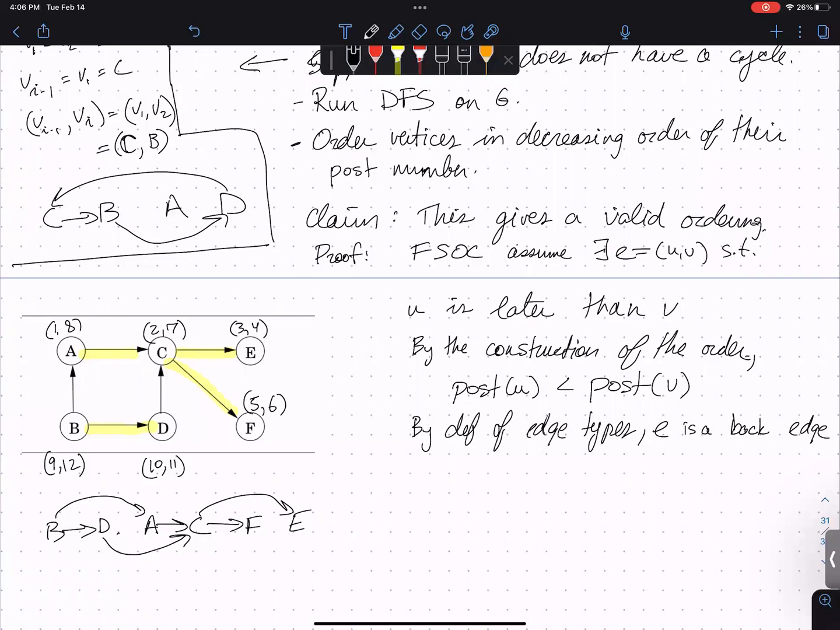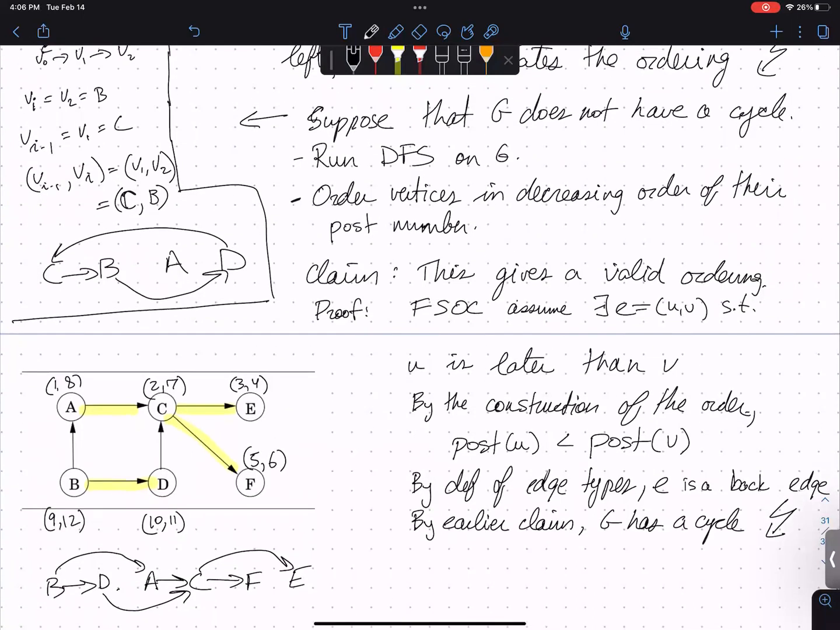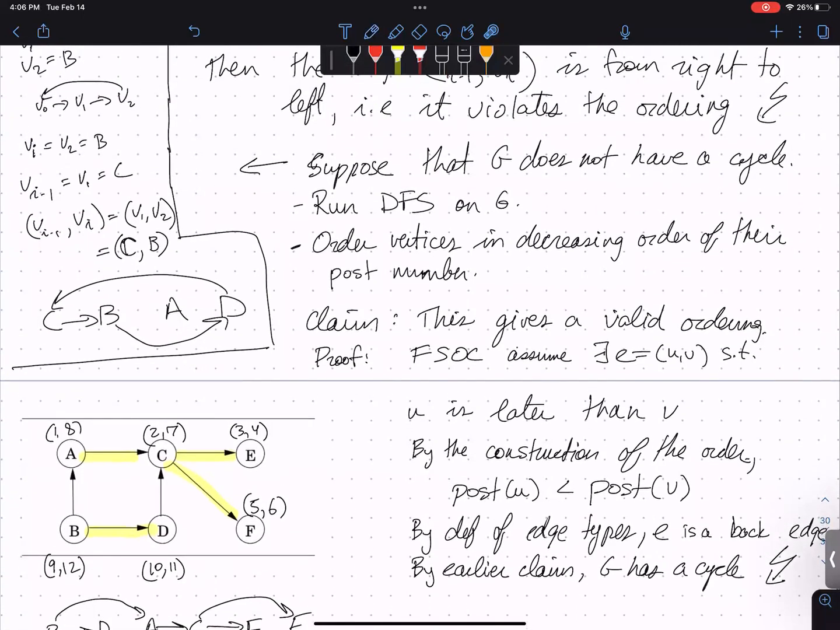What do we know about a graph that has a back edge? Earlier claim, G has a cycle. And that contradicts that G. Remember, we started with that G does not have a cycle.